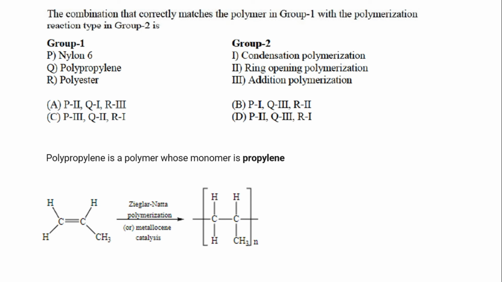The combination that correctly matches the polymer in group 1 with the polymerization reaction type in group 2. Here I have given polypropylene. Polypropylene is a polymer and its monomer is propylene. Here you can observe the monomer propylene undergoes the polymerization reaction. In this polymerization reaction, propylene molecules are added and form polypropylene. So this polypropylene is majorly formed through addition polymerization.